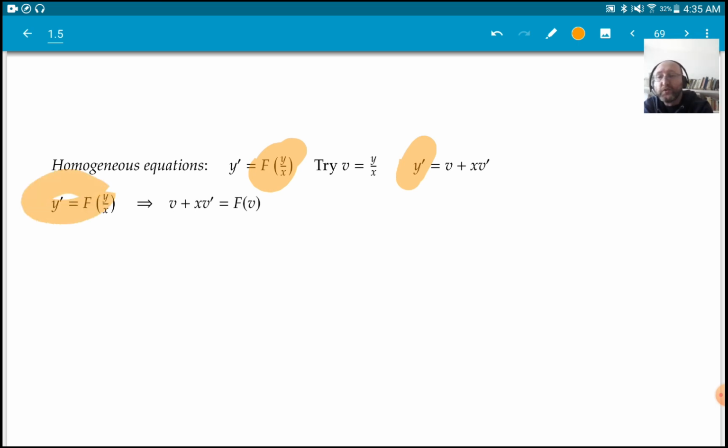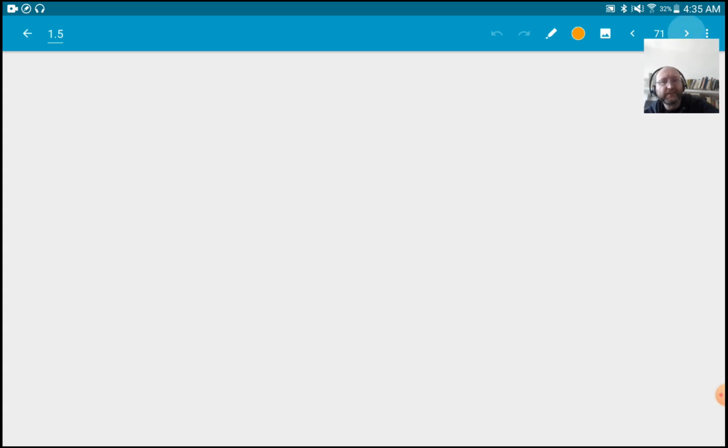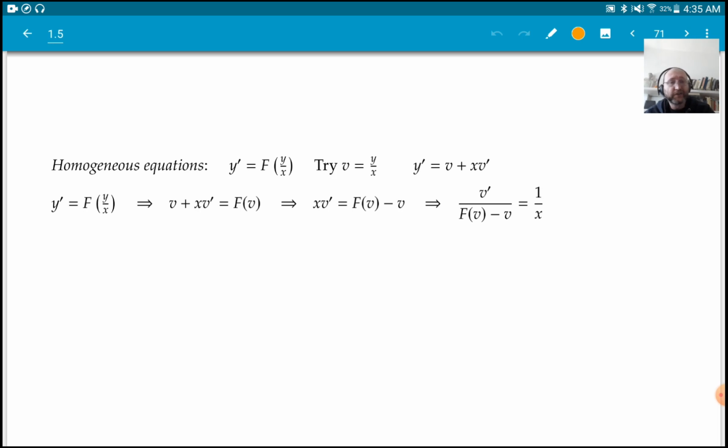So this y prime is f of y over x becomes v plus x times v prime is equal to f of v. And well, we simplify a little bit. We write it like this, and we can also write it like this. The thing is separable, right? And it's separable. You always get a separable equation for any f.